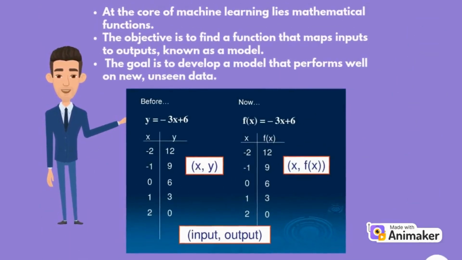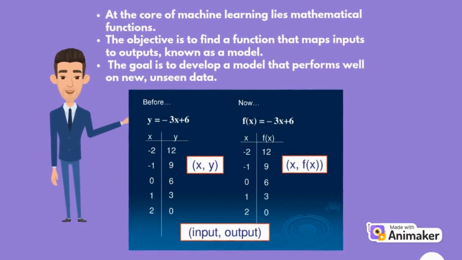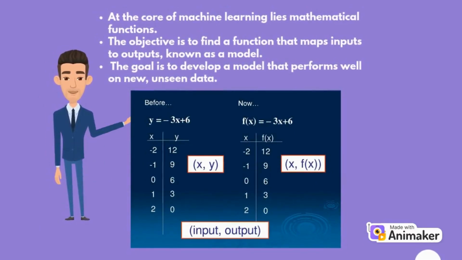At the core of machine learning lies mathematical functions. The objective is to find a function that maps inputs to outputs, known as a model. The goal is to develop a model that performs well on new, unseen data.